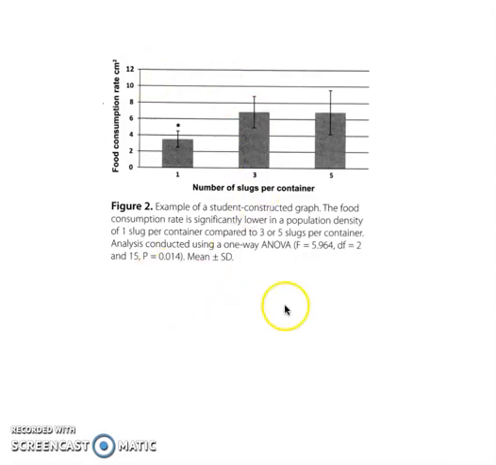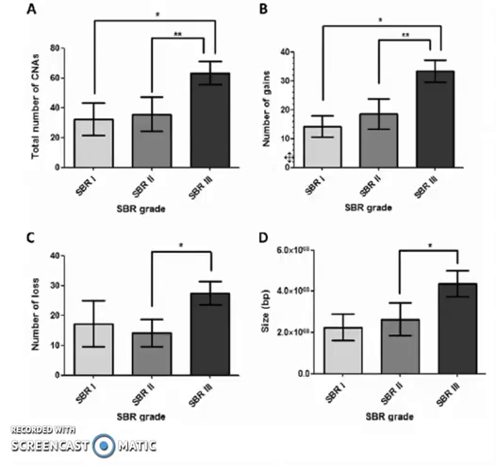So here's a graph showing the number of slugs per container and the food consumption rate per centimeter squared. And you might see that these little bars right here, these are called error bars. If you see an asterisk above an error bar, that means that this data is significant compared to the other data. A lot of times, if these error bars do not overlap, then it is significant. So you can see 1 and 3 are significant, but I think 1 and 5, they overlap, and so it's not significant.